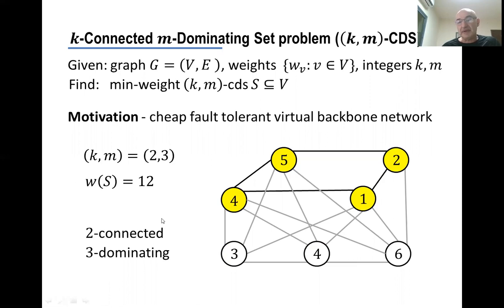So here you have a solution. It has four vertices. We actually saw it before. This is a solution for the values K equals 2 and M equals 3. So this is a two-connected, three-dominating set. And the value of this solution is 12, because the vertices have weights. And if we sum the weights of the vertices in this set, then it will be 12.